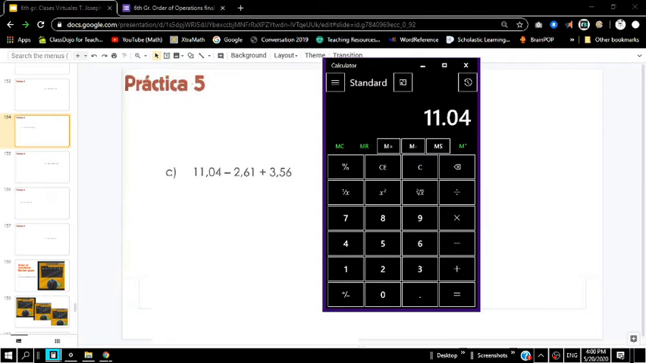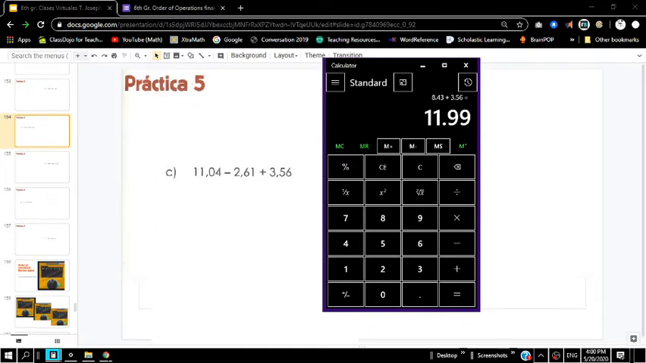11.04 is the first number that we're going to work with, and we subtract that 2.61. Now my answer is going to be approximately 9, maybe 8 and a little bit more. There we go, 8.43. I know that because 11 minus 2 is 9, okay? But 2.61 is a little bit bigger than 2. So 8.43 is my first part of the answer for letter C. If I add 3.56, I would just plus 3.56, and my answer that I get is 11.99.